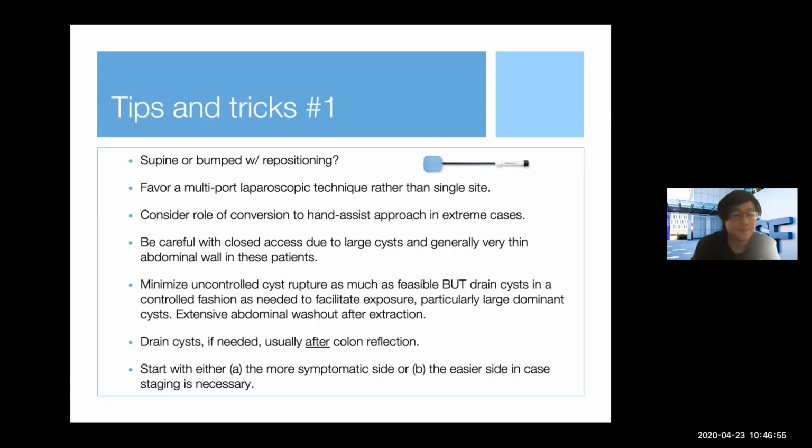And try to minimize cyst ruptures as much as you can. But do drain cysts in a controlled fashion using suction as needed. This can be a very helpful adjunct to making these procedures straightforward. And I do generally a pretty extensive abdominal washout after extraction, try to minimize the spillage. If we're going to drain cysts, we usually do so after the colon reflection to minimize confusion of tissue planes. And we'll try to start with the symptomatic side in case, for whatever reason, it's necessary to stage these procedures.